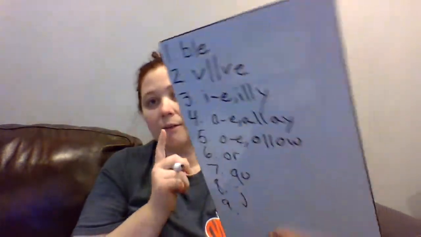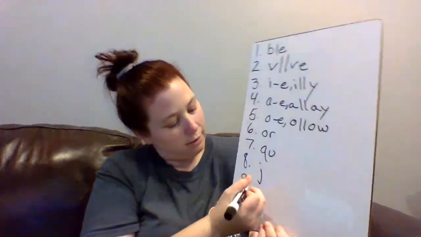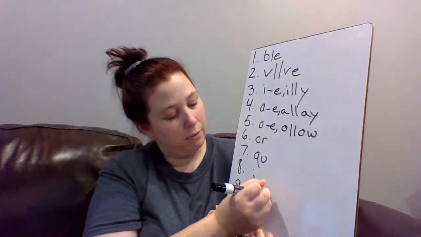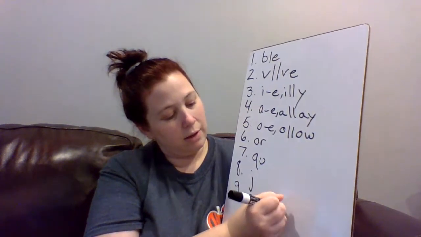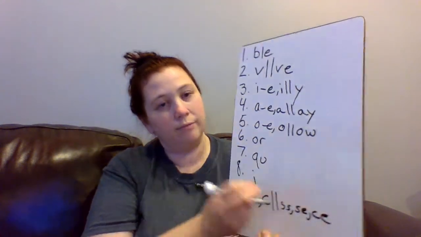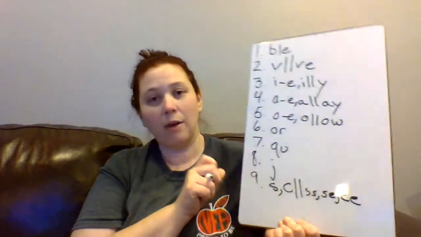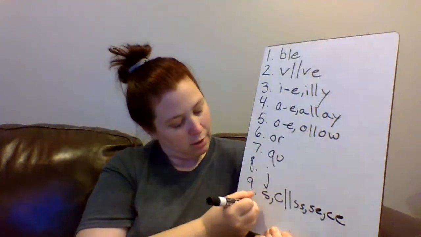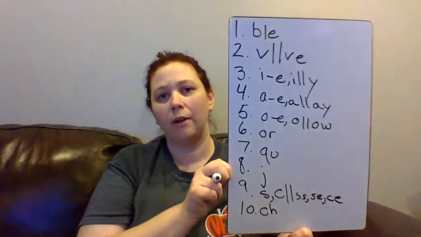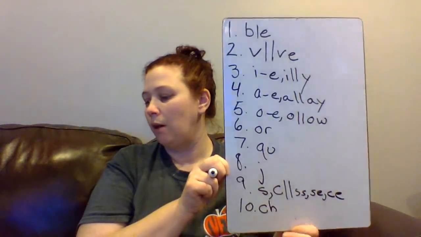Number 9 is S, so that's S, comma, C, remember? And then as the end sound, S-S, S-E, or C-E. And then number 10, we have Ch. That's just C-H. All right, make sure you have these down before I erase them.